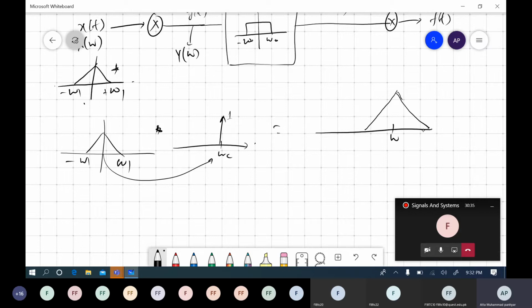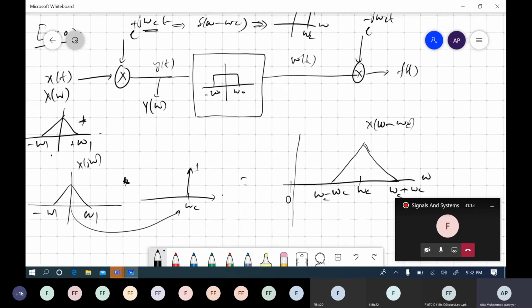Now you will get this, right? This is X of omega minus omega c. So this point must be omega plus omega c, and this must be omega minus omega c, right? Now this signal, maybe 0 is somewhere here. This signal was earlier at the origin, and now it is shifted to omega c, right? So this signal is now modulated.